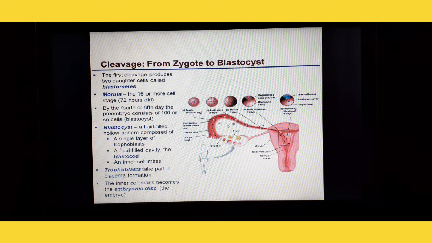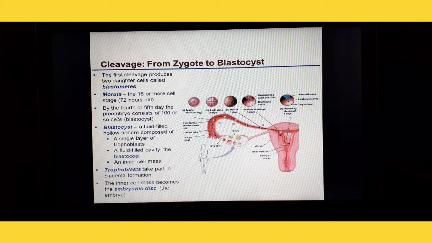It can appear in our exam as a knowledge-based question, a comprehension-based question, and also an application-based question. Here is some information for you. Cleavage, that means how the blastocyst forms from the zygote. The first cleavage produces two daughter cells called blastomeres. Morula, the 16 or more cell stage. By the 4th or 5th day, the pre-embryo consists of 100 or more cells. Blastocyst, a fluid-filled hollow sphere composed of a single layer of trophoblast.